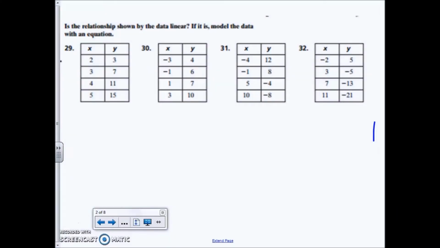So here we're talking about, is this a relationship shown by the data? Is it linear? What does it mean to be linear? To be constant, proportional. What's constant in a line? All the data points have to be proportional.